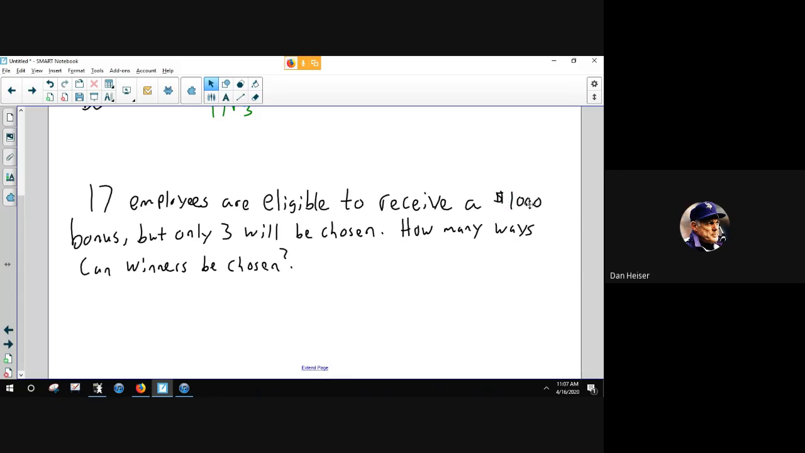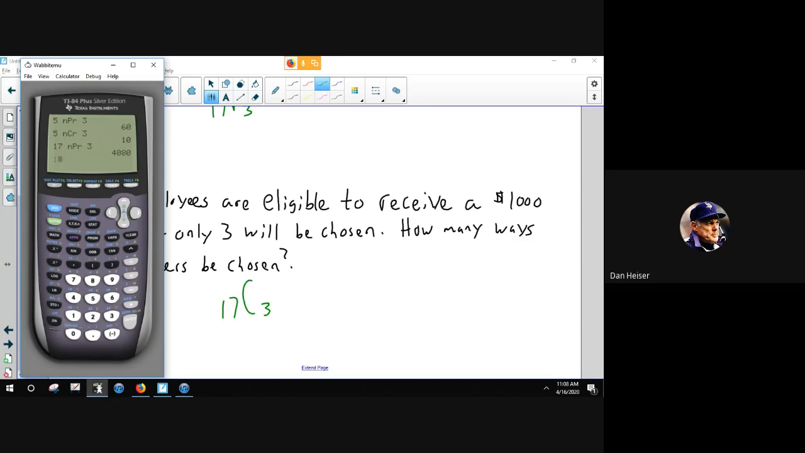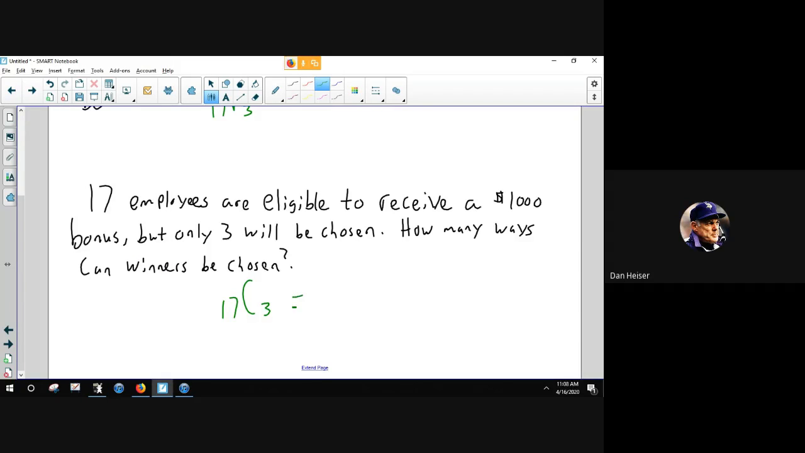The key here, everyone gets this. Everyone gets $1,000. Nothing different happens from one to the next. So this is a combination, 17C3, which is 680 for this one.